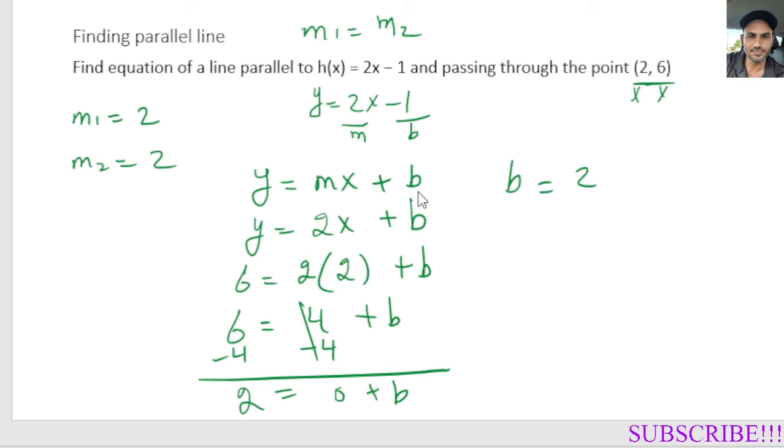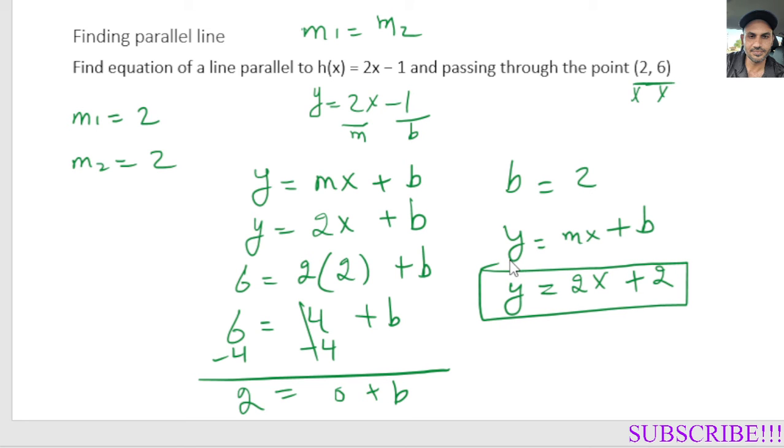So now we can plug this 2 in. So y equals mx plus b, and now we plug in both the slope and the y-intercept. The slope is 2, so 2x, plus the y-intercept, 2. So this is the equation of the line which is parallel to this line and is passing through this point. All right, so the main thing is, when you're trying to find a parallel line to a given line, make sure you know that the slope of each of these lines is going to be the same. So the slope of the first line that is given to you is equal to the slope of the line that you're trying to find the equation of. So m1 is equal to m2.